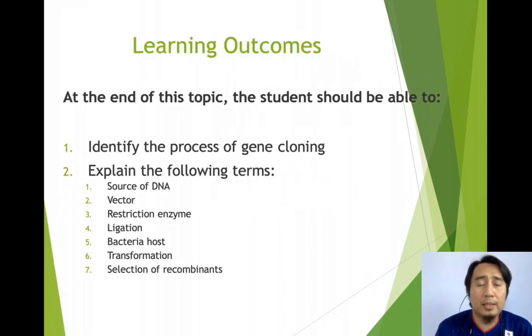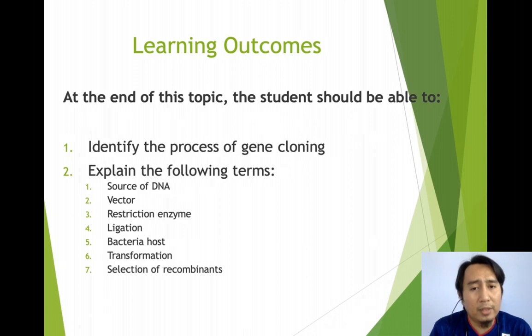Right, so these are the learning outcomes of chapter 4. By the end of this topic, students should be able to, first, identify the process of gene cloning. I think I already covered this, how to make a gene clone. I drew this figure on the whiteboard for each class, and I hope everyone remembers the process: isolation, cutting by restriction enzyme, cloning back using DNA ligase, transformation, and so on.